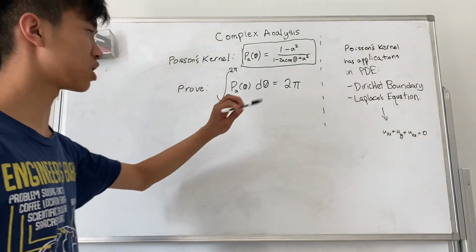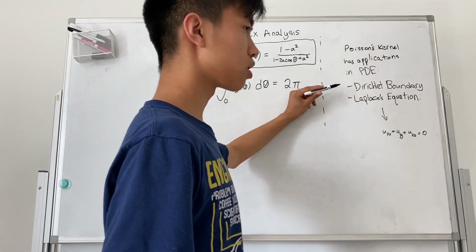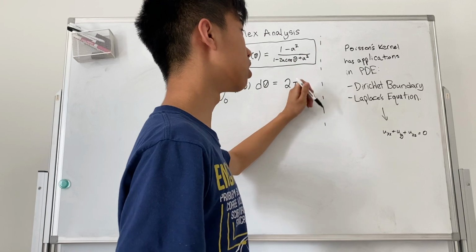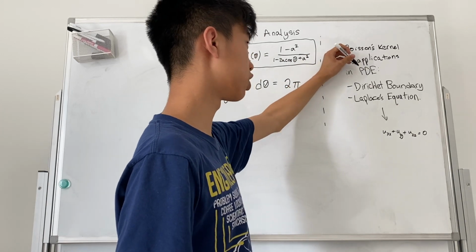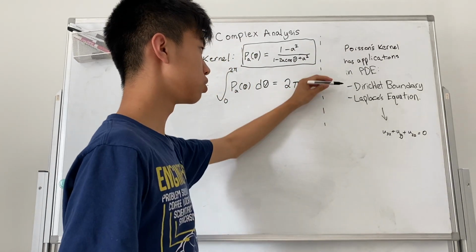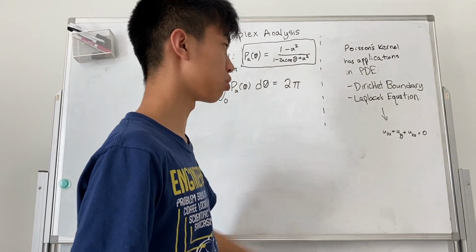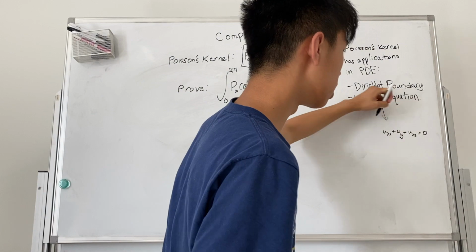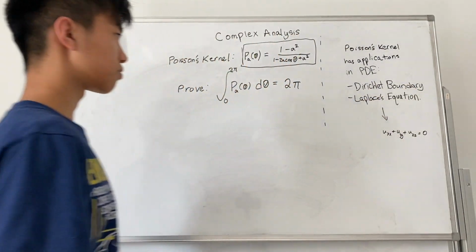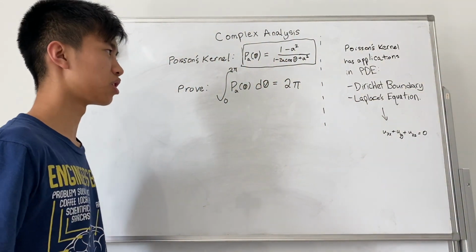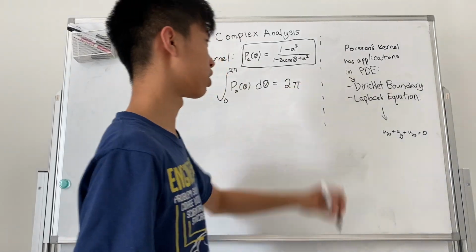And Poisson's kernel has many applications in various fields of math, but one notable one is in partial differential equations, where you'll use it in this thing called a Dirichlet boundary or Laplace's equation, which is this differential equation right here. And I probably butchered this name here, but I don't care.